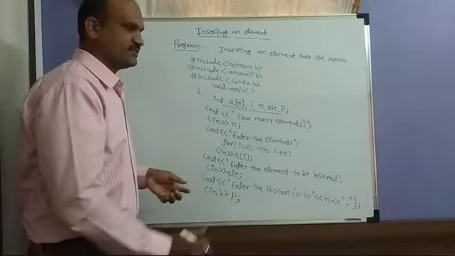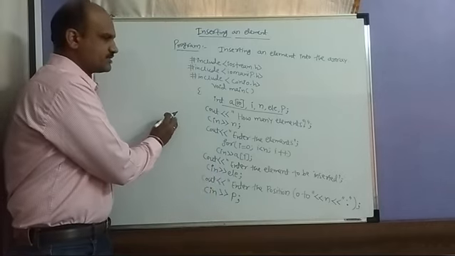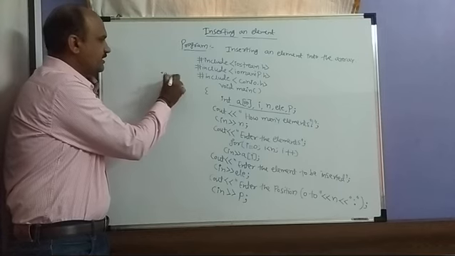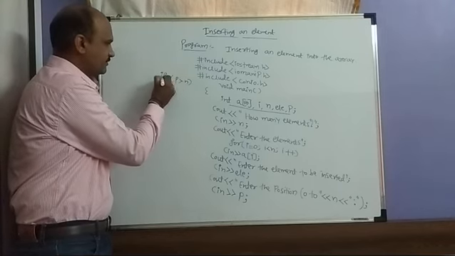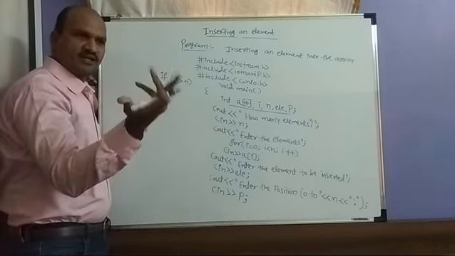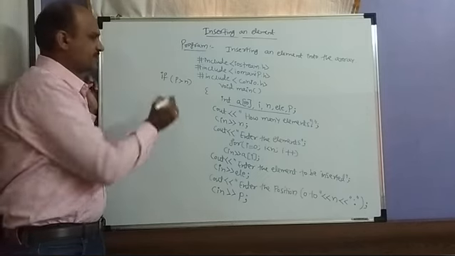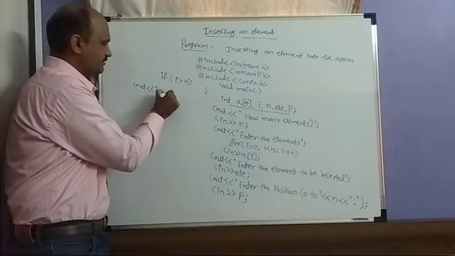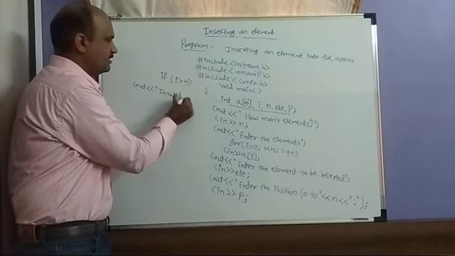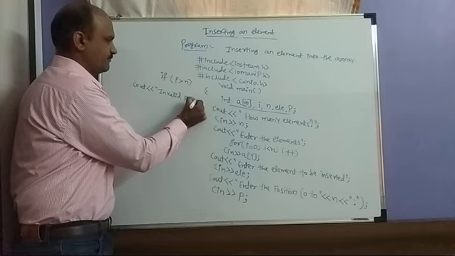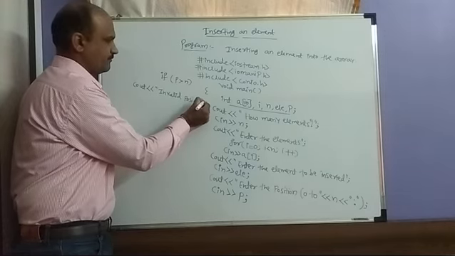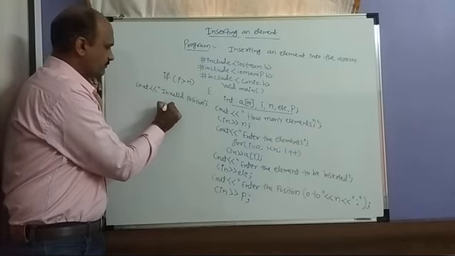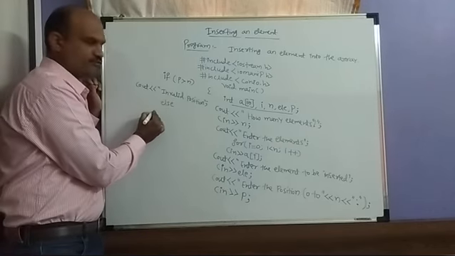Now exactly what you have to do is see the position. Now if P is greater than n, so position is greater than n, then automatically it is an invalid position. It is always invalid when P is greater than n. Else, what I have to do? Else, it is very important.